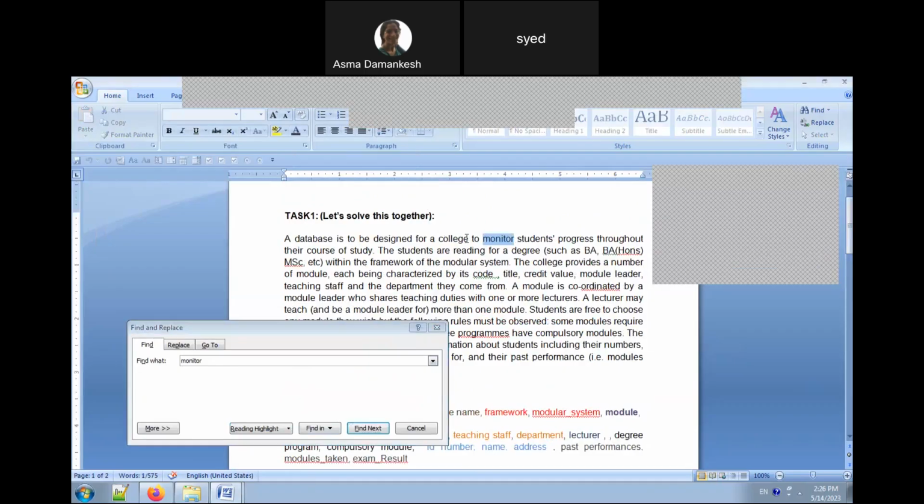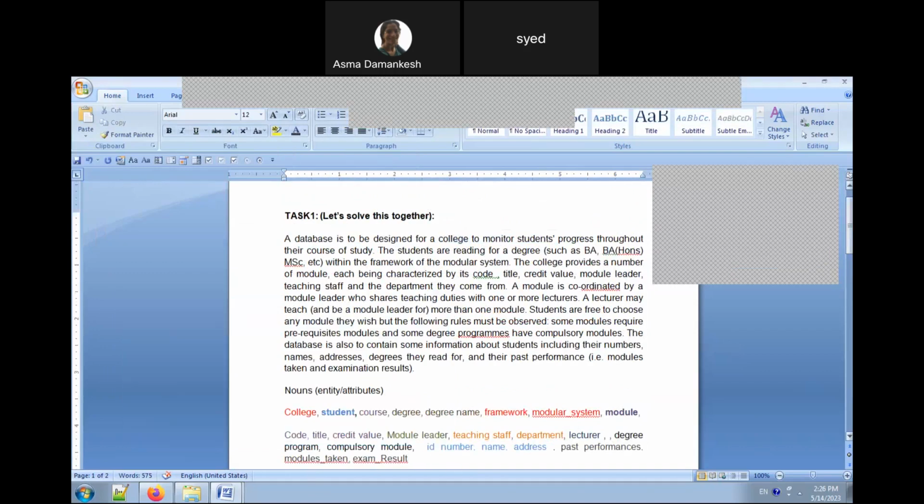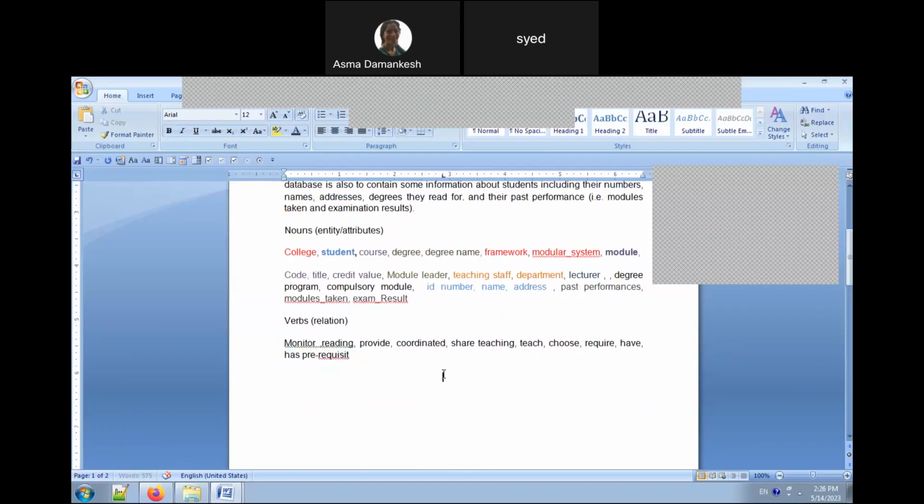Monitor, college monitors student. I don't think that does anything, no, because we didn't consider college as anything. Okay, you could put it, but it doesn't make sense. Okay, so I'll put it if you want. So let's say here we have monitor is between which and which, between college and a student.